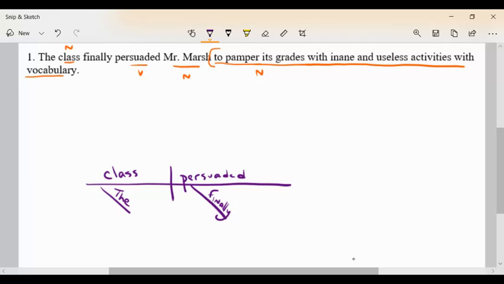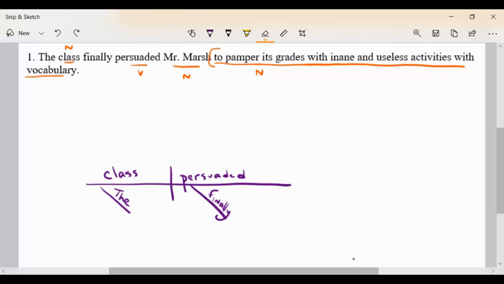Anytime I have two nouns next to each other, there's a couple of different possibilities. Maybe this is my indirect object and my direct object. That's the worst looking D ever. But that would mean that I'm saying the class persuaded to pamper its grades to Mr. Marsh. And that doesn't really make a lot of sense to me. So I'm not real keen on that. Sorry, let's do this.